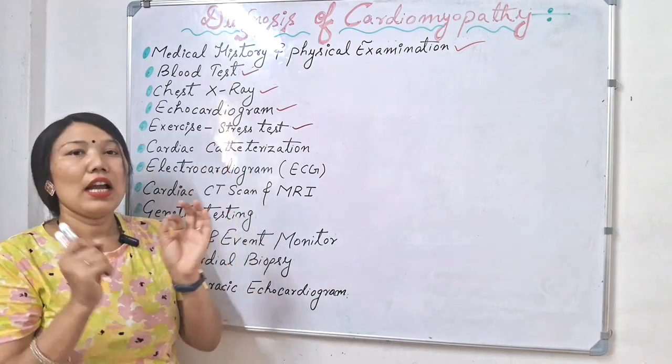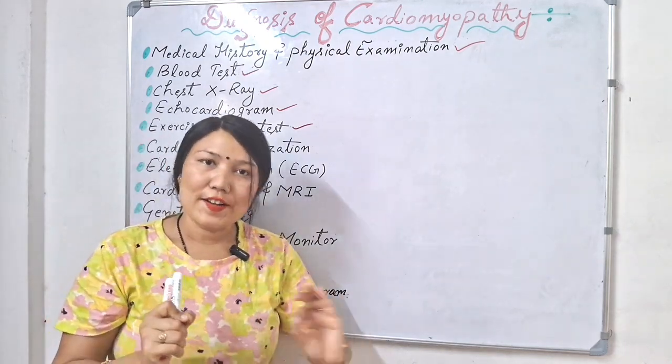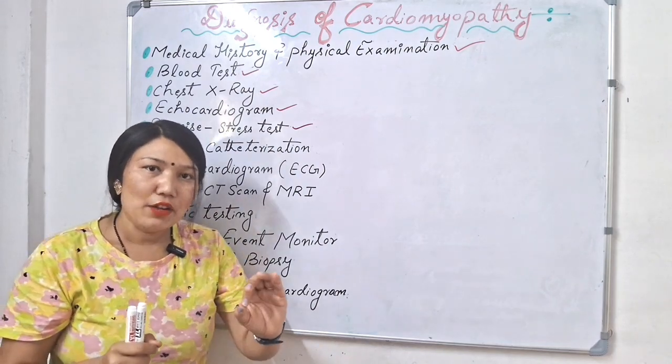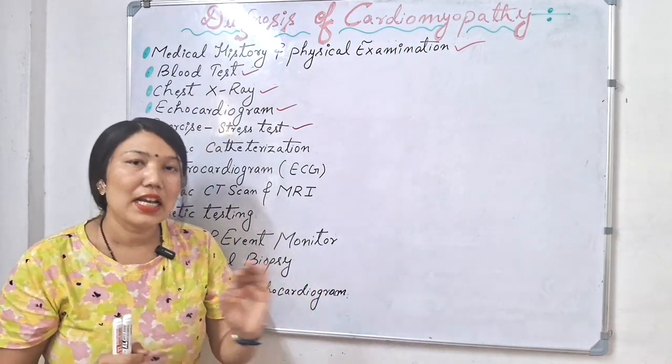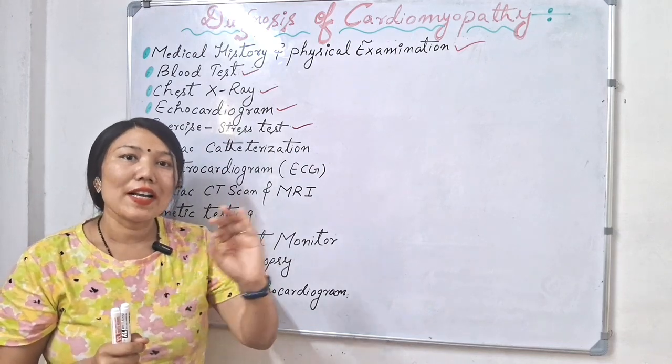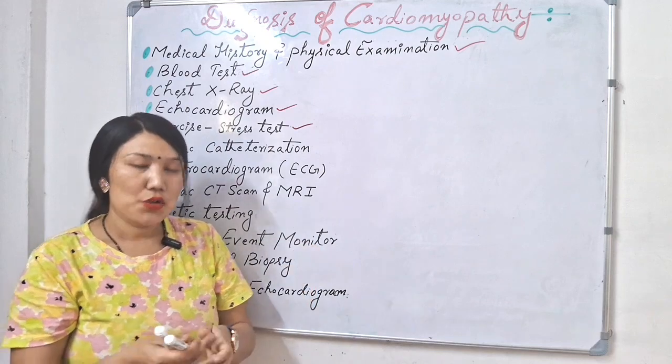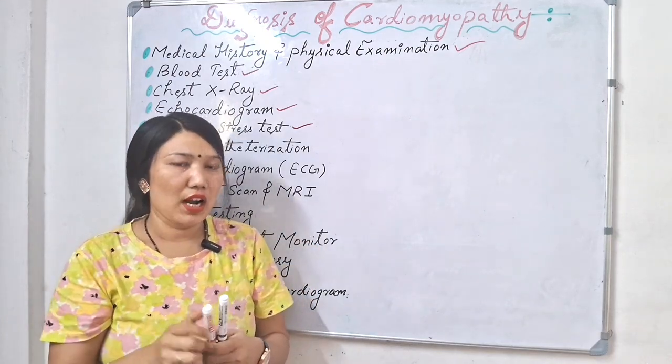So in this test, a patient is told to run on a treadmill or to ride a stationary bike. And in that period we check the heart condition, how our heart is tolerating this physical activity and how much output it is generating. So we are checking the stress condition of the heart.